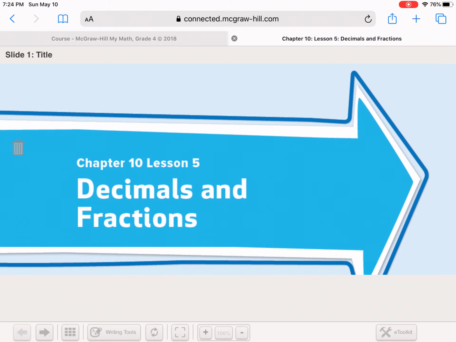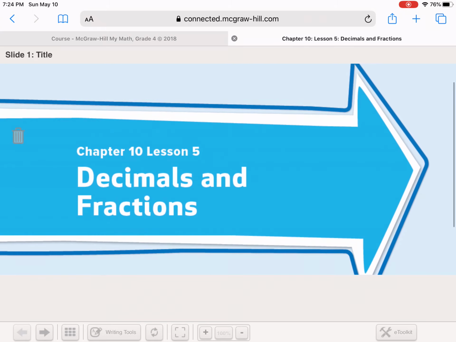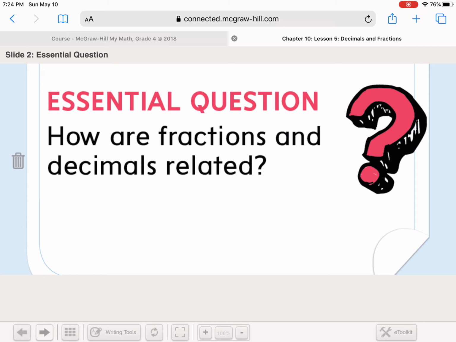Hey guys, Chapter 10, Lesson 5, Decimals and Fractions. How are fractions and decimals related? That's our essential question because they're both parts of a whole.